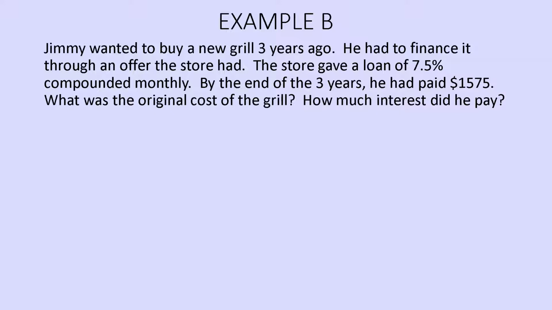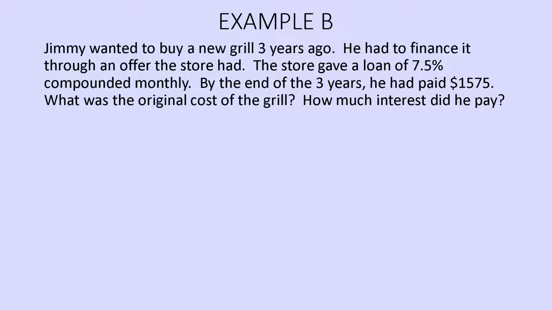Our second example states, Jimmy wanted to buy a new grill 3 years ago. He had to finance it through an offer that the store had. The store gave a loan of 7.5% compounded monthly, and by the end of the 3 years, he paid $1,575. What was the original cost of the grill, and how much interest did he pay?